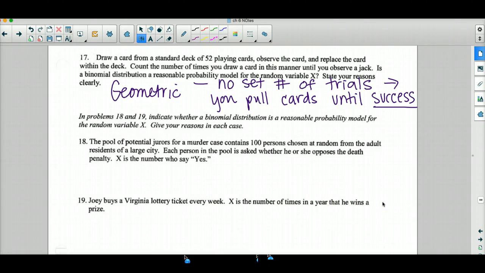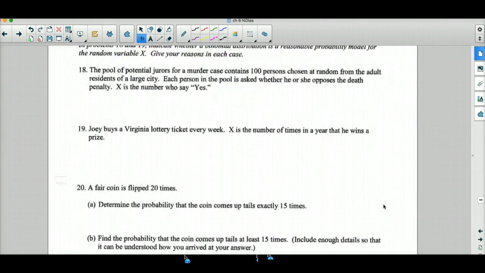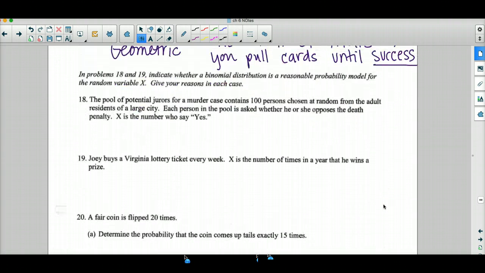Okay, for these next ones, I'm just stating whether binomial is reasonable or not. The pool of potential jurors for a murder case contains 100 persons chosen at random from the adult residents of a large city. Each person in the pool is asked whether he or she opposes the death penalty. X is the number who say yes. Okay? So, are there two outcomes? Yes or not yes, which of course would be no.